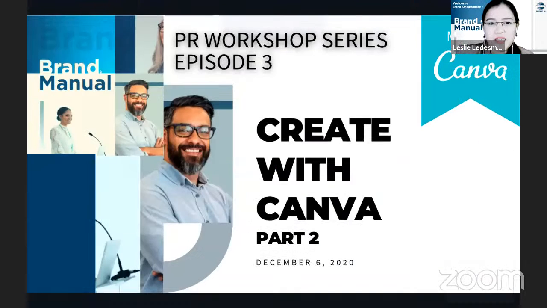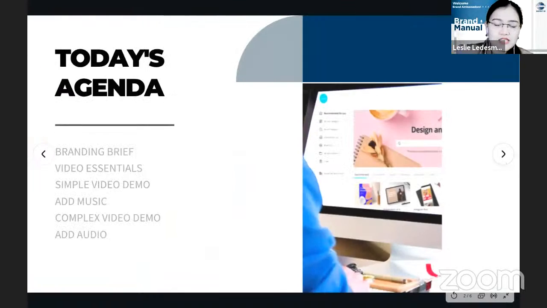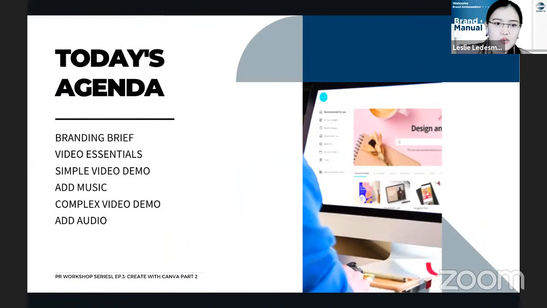So it's a PR workshop series, episode 3, Create with Canva, part 2. And I'm your host for tonight. So today's agenda is first we will discuss the branding brief, and I will share with you some video essentials that you need to include in your video. Simple video demo, and then how we can add music. And we will also make a complex video demo and then add audio or music to it.